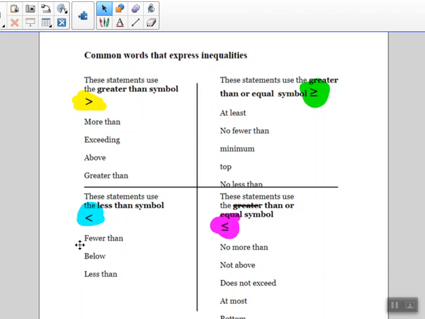If you find phrases like fewer than or below or less than, you're probably referring to the less than symbol. And no more than or not above or does not exceed or at most or the bottom number, you're probably referencing the less than or equal to symbol. So we do this a lot with our language, with our speaking.